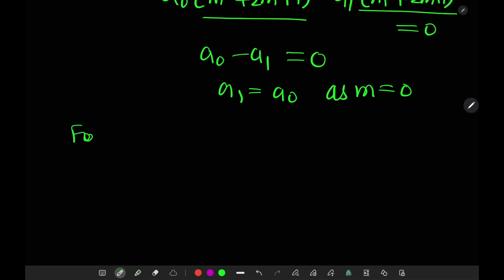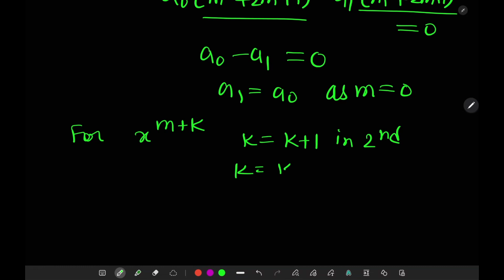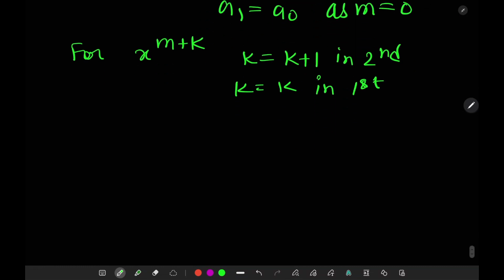For the x raised to power m plus k coefficient, put k is equal to k plus 1 in the second summation and k equal to k in the first summation for getting the general equation, finding the a's value.